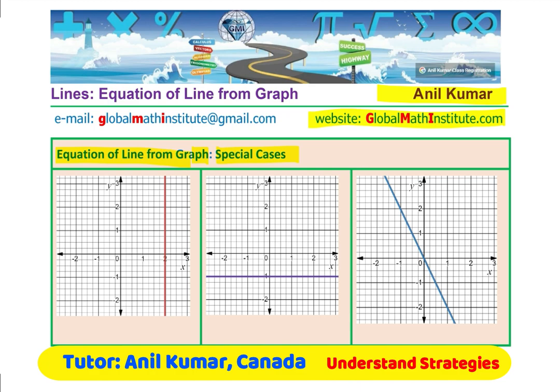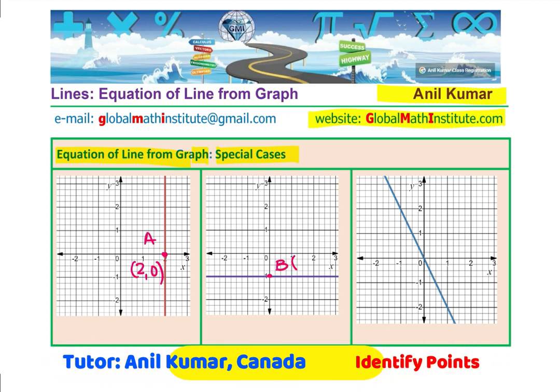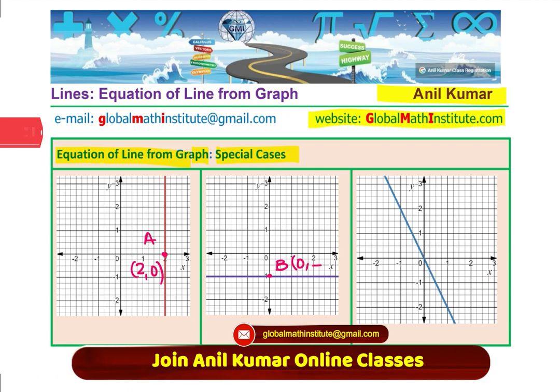Well, the first step is we should identify critical points on the line. Here we see that the x-intercept is 2. Let me call this point A, which is the x-intercept of 2, meaning (2, 0). In this case, I identify a point which is the y-intercept. Let me call this B, and at x equals 0 we have got minus 1. Here, the origin is a good critical point, so I get (0, 0).